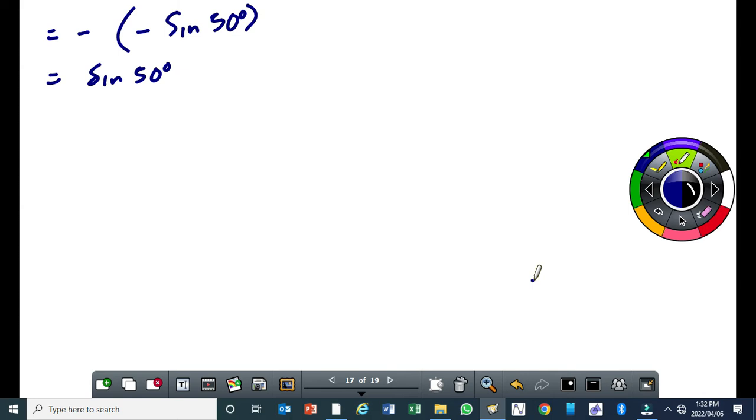The negative because it's in the book. And the 360 minus drops because you remove it. You get it now.